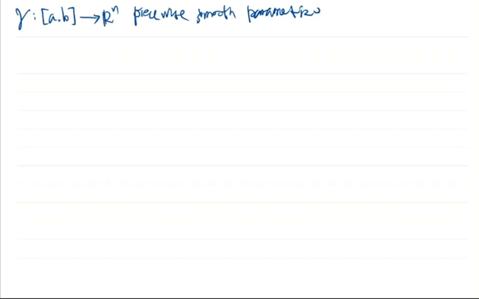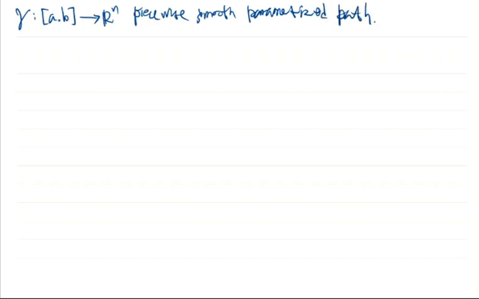Okay, we have introduced smooth patch and piecewise smooth patch and their length. Now we consider a special parametrization of a patch. Suppose gamma is a piecewise smooth parametric patch.